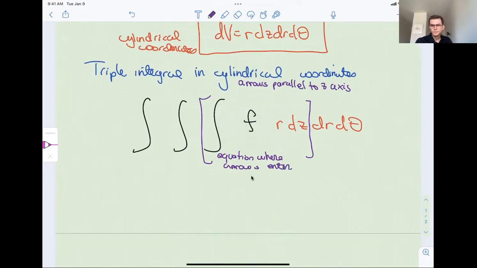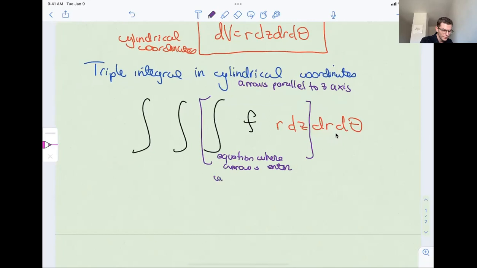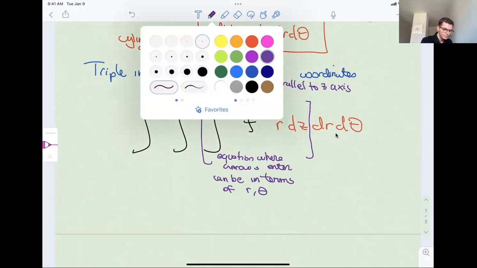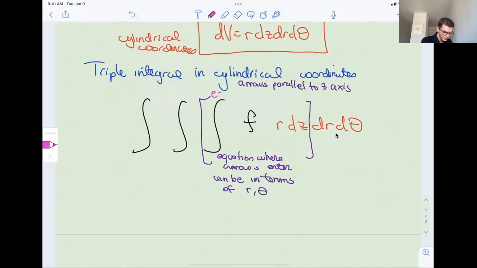But now the equation can be written in terms of r and theta, because those are the two variables that you were not using. And the other one is the equation where the vertical arrows exit. So let's put it here. And again, this equation can still be in terms of r and theta.